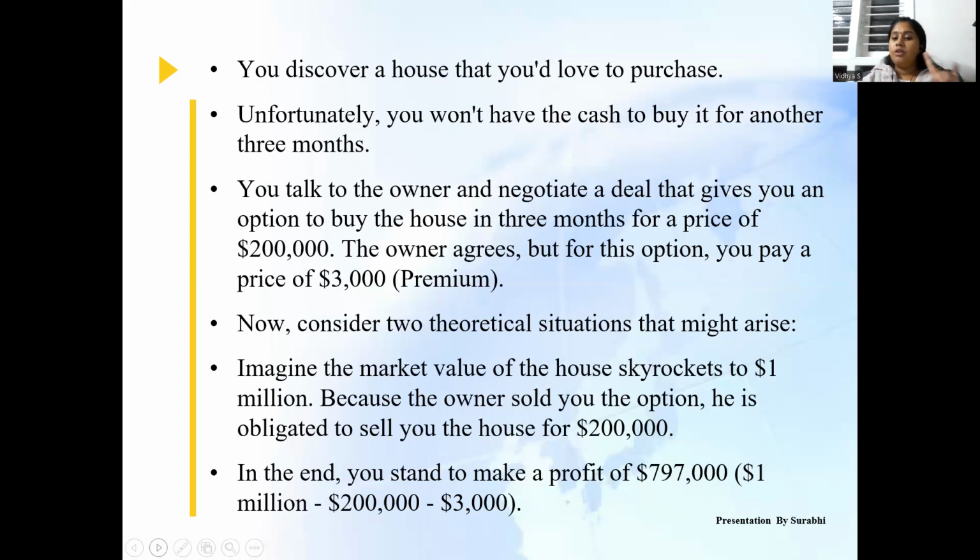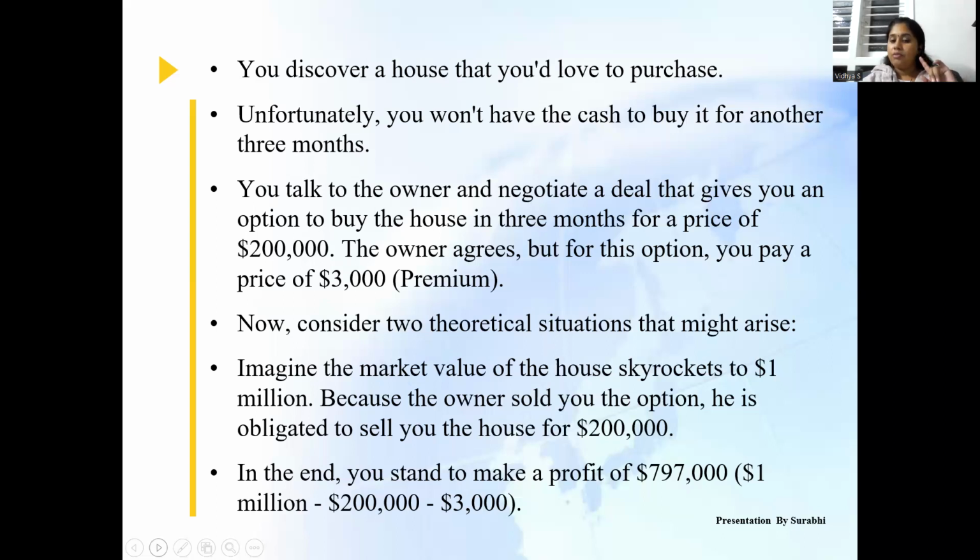Imagine the market value of the house skyrockets to 1 million. Because the owner sold you the option, he is obligated to sell you the house for 2 lakhs only. So after a period of time, even if the price increases, he has given you an option that you can buy it from him after 3 months at the same price by giving the advance. So he is obligated. This is one situation.